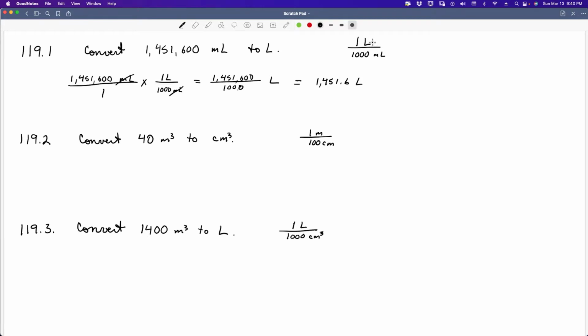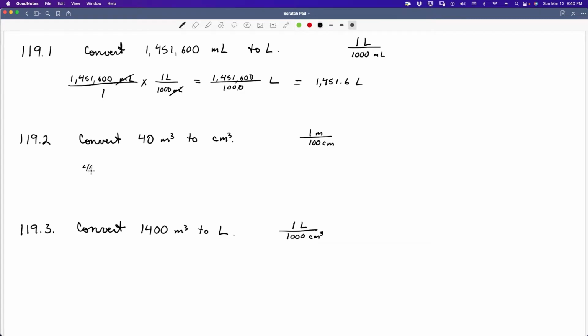So as we do these problems, be sure to write down your unit of reference. I'm going to see if I can find you a page that you can use that has all of them, but for now, just write these down in your notebook. So next we're going to convert 40 meters cubed to centimeters cubed, and we have our unit of reference here, that 1 meter is equal to 100 centimeters.